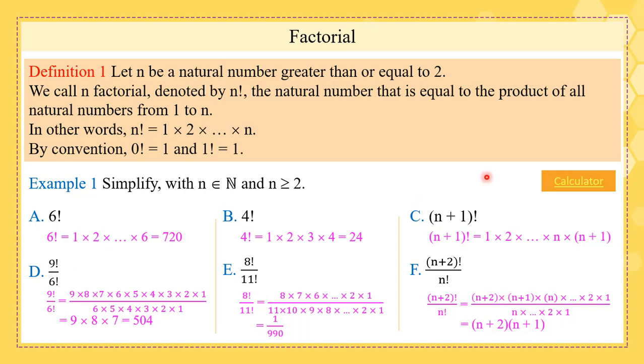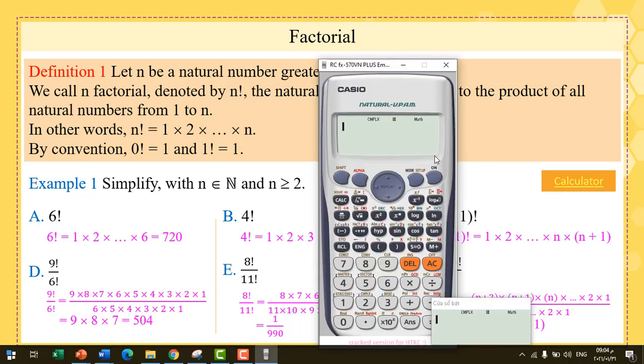The factorial can be calculated using the calculator, and this is what we will see now. This is the calculator. If I want to talk about, let's say, 6 factorial, I just press 6, then shift and this button to get 6 factorial, and this is equal to 720, as you see. Let's say I want 9 factorial over 6 factorial. I enter this fraction, and this is what we get.